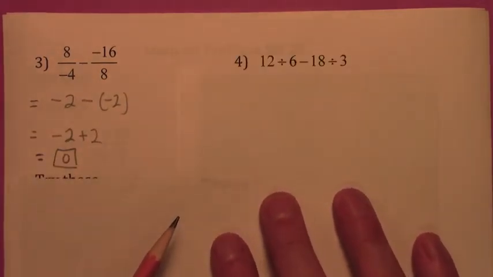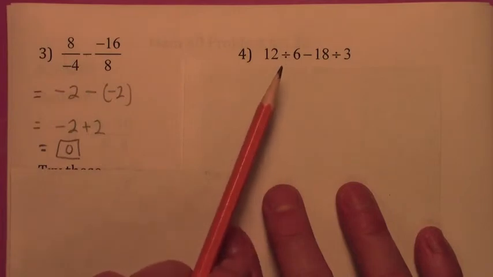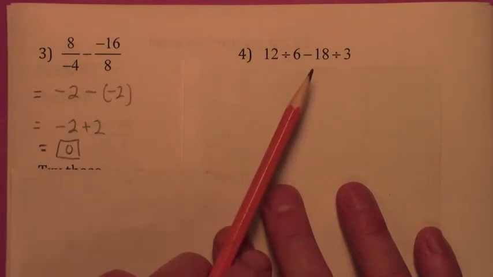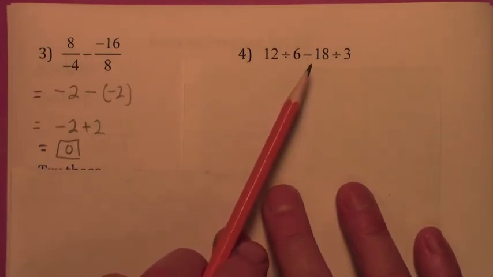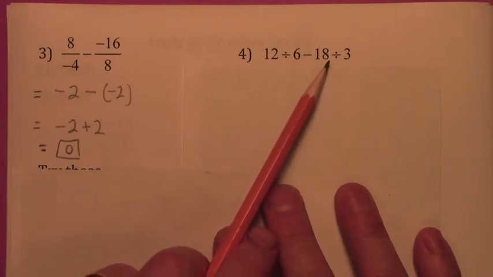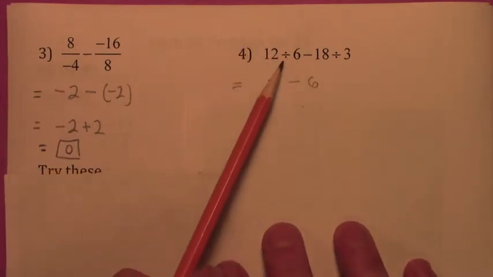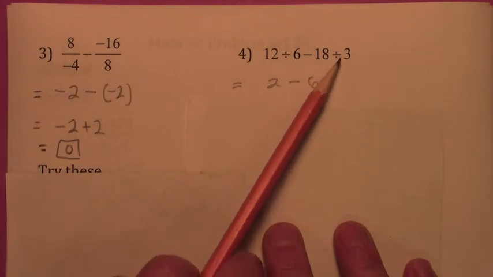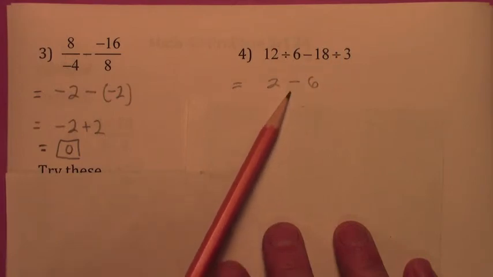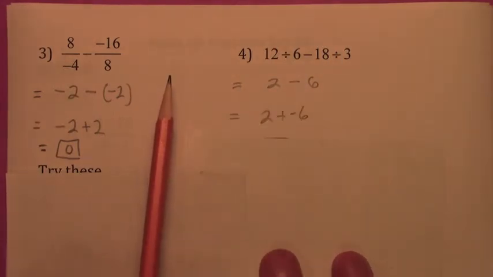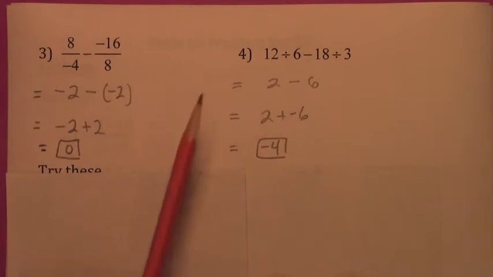This one, follow the order of operations. Remember, another good piece of advice would be to read it back if you're not sure. 12 divided by 6 minus 18 divided by 3. Do the divisions first. 12 divided by 6 is 2. 18 divided by 3 is 6. I haven't done the subtraction yet. 2 minus 6 is the same as 2 plus negative 6, which is negative 4.